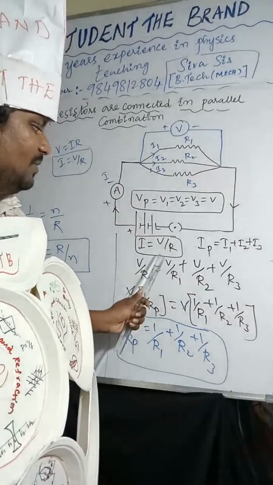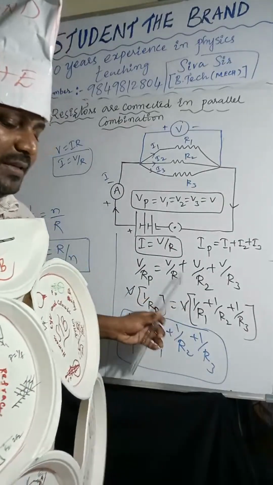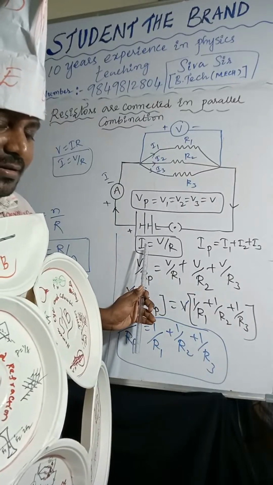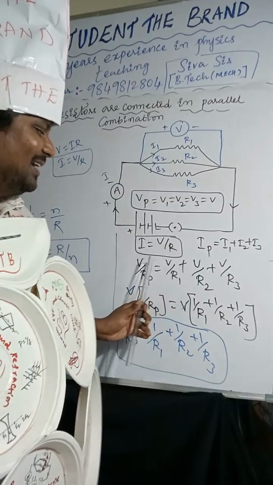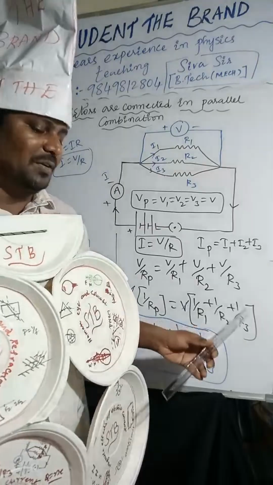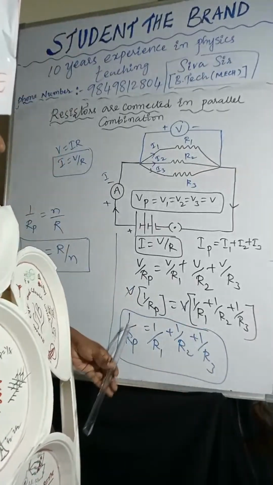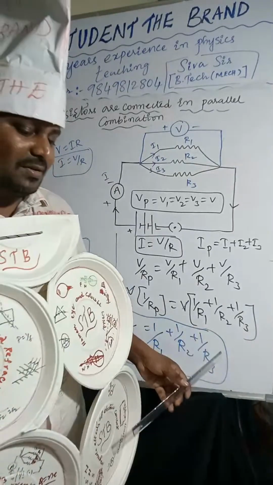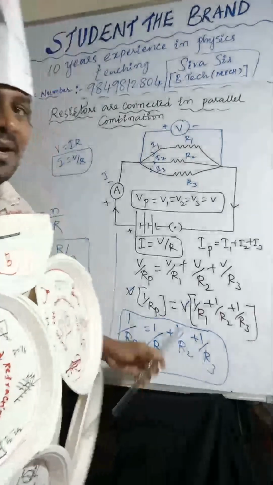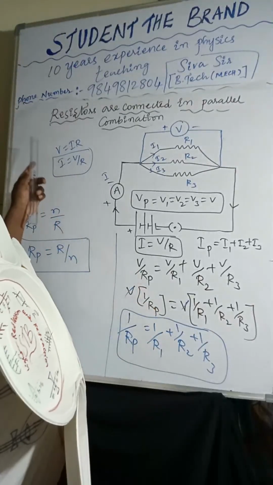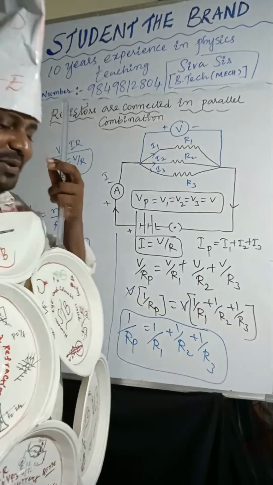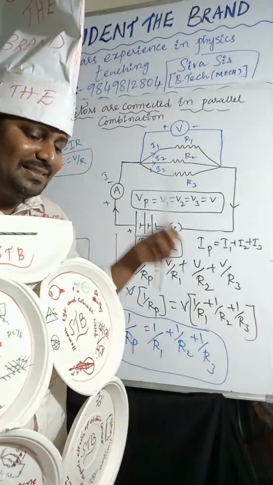So V by RP equal to V by R1 plus V by R2 plus V by R3. We take V common and it gets cancelled. 1 by Rp equal to 1 by R1 plus 1 by R2 plus 1 by R3. So this is the answer. Now, 1 by Rp equal to n by R, so Rp equal to R by n.